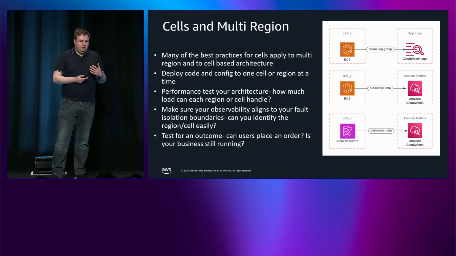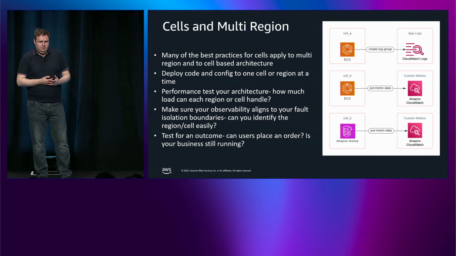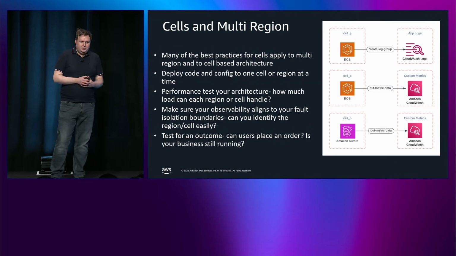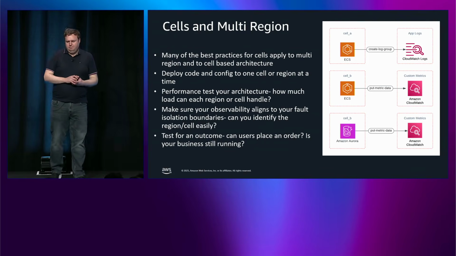And finally, when you're going to be testing and observing, look for an outcome. Do you really care too much if an EC2 instance individually has a problem? Probably not. You care about the business outcome. Can your users still find a product? Can they still place an order? Look at those outcomes when you're doing your testing. What's the ultimate experience for your end user?